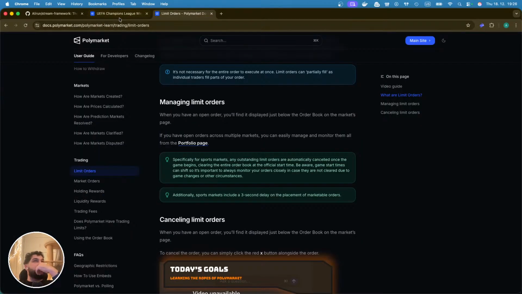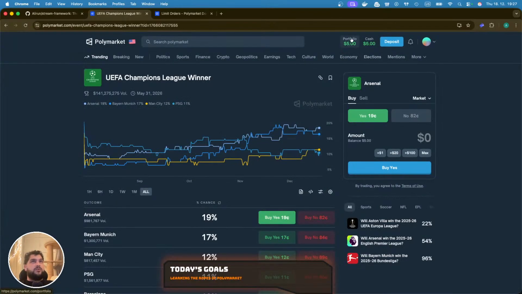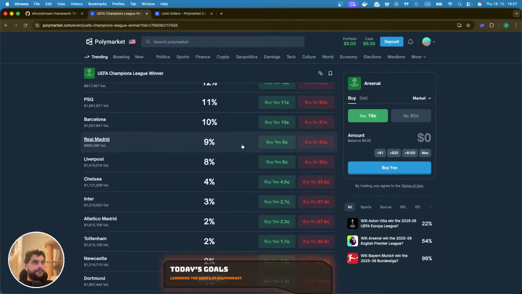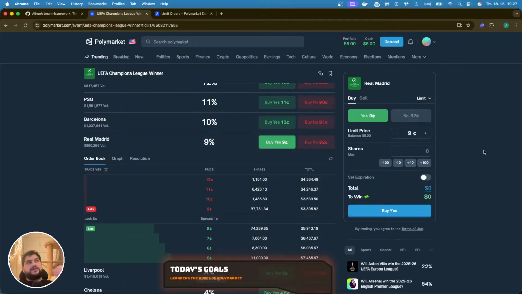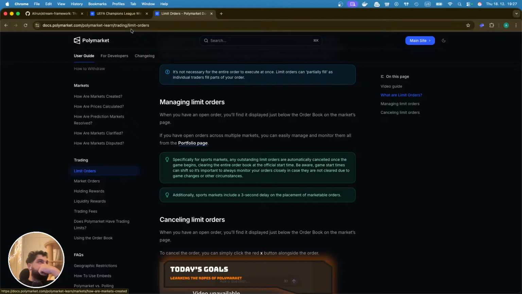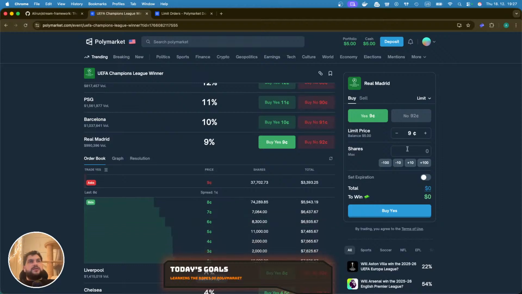This is what we wanted to do. We have the deposit confirmed now, and we see our portfolio in cash here. So let's just see how it works. Let's start with the limit orders because we can cancel them. Right now the market is at a 9% chance of Real Madrid winning the championship, and I'm gonna place a yes bet at 7, so we can buy it cheaper, or let's just play it at 7.